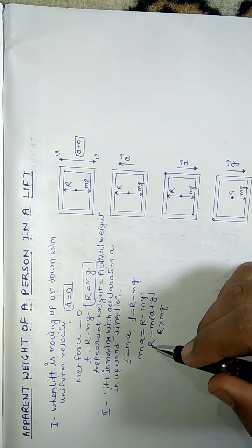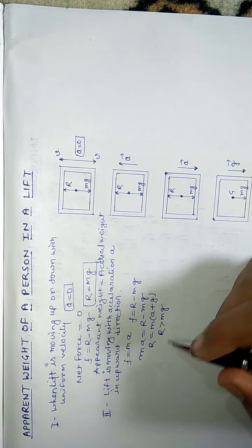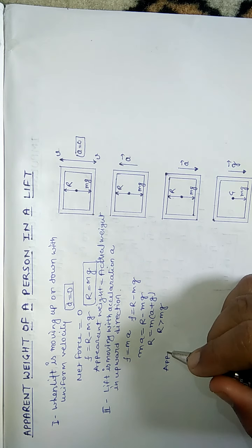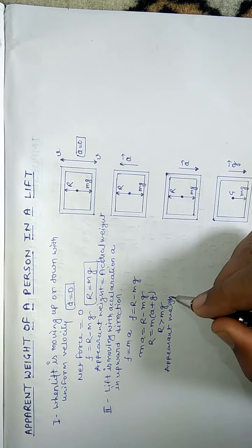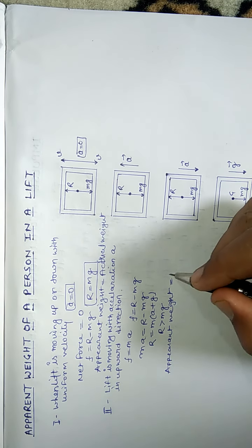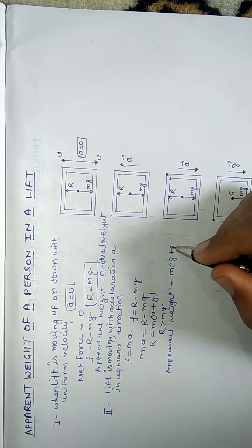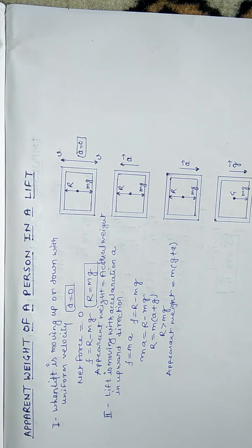and the value of apparent weight will be equal to m(g plus a). So when the man inside the lift goes up, the apparent weight of the man inside the lift will be more than the actual weight.